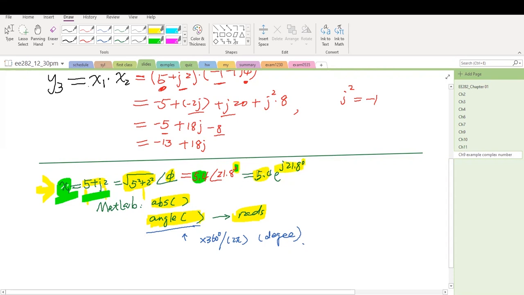So basically, that's the format of r e to the power j phi. This is the complex exponential format. This is the polar format. And this is the rectangular format. So there are 3 formats we can use to express a complex number. They can be interchanged with each other.